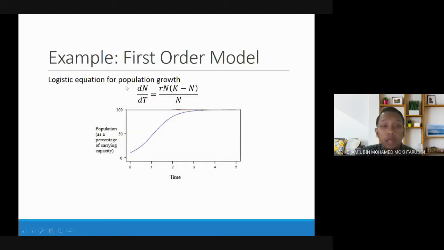Let's look at an example of a first order model. First order means that the highest power of the derivative is 1. The most common first order model in biomechanics is called the population growth model. We have dN over dt equals rN times (K minus N) over K. If you solve this manually and plot the graph, you get the graph shown here.